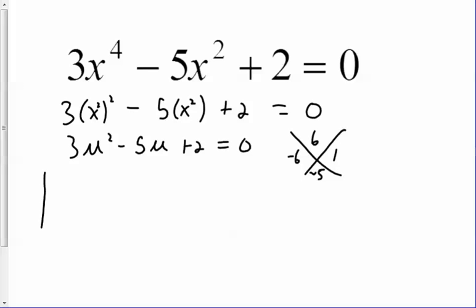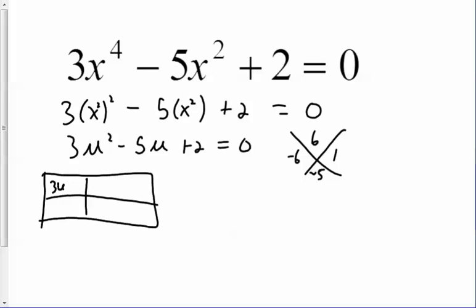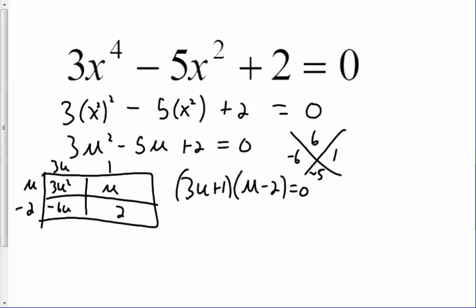So you draw your box. Right here you put the 3u squared. Down here you put the 2. You've got negative 6u, and you've got positive 1u. Going this way, you factor out a u. Going this way, you factor out a negative 2. Up and down is a 3u, and then this is just a 1. So now you have 3u plus 1 times u minus 2 equals 0. So you have u equals 1/3 and u equals 2.